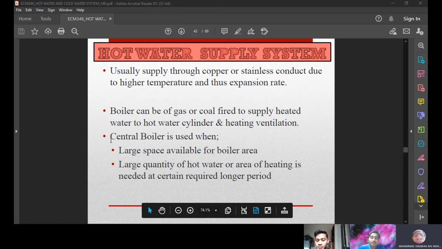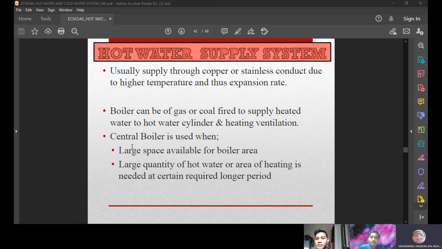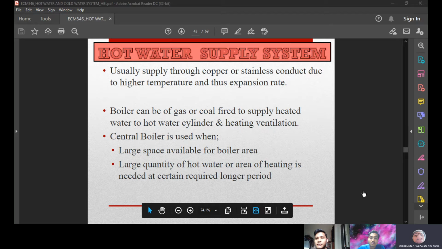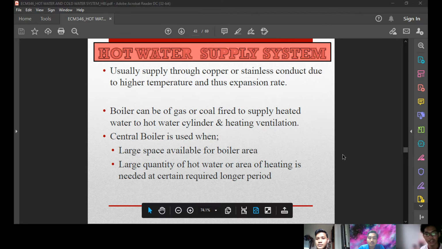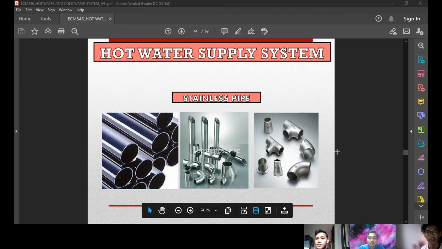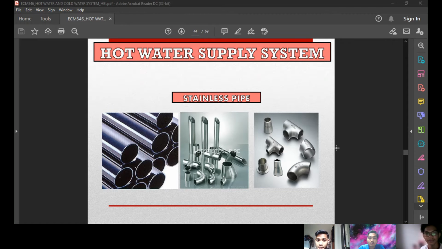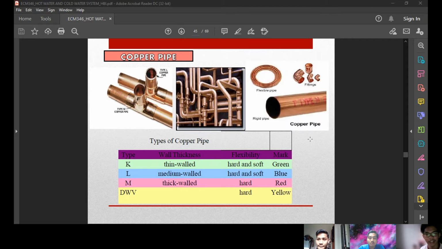Okay, we go through the third point, which is the central boiler system. Central boiler is used when large space is available for the boiler area, and a large quantity of hot water or area of heating is needed for a certain required long period. This is an example of stainless pipe. This is also an example of copper pipe.